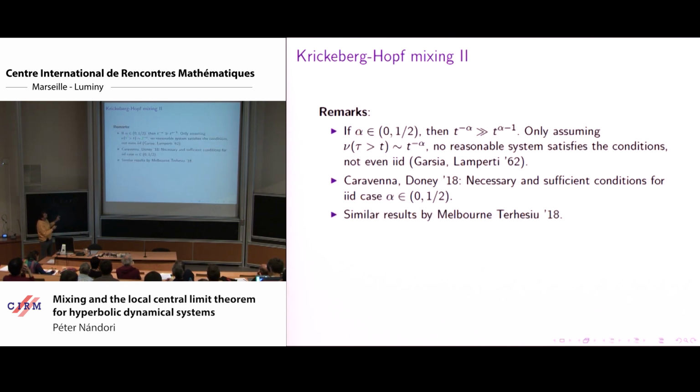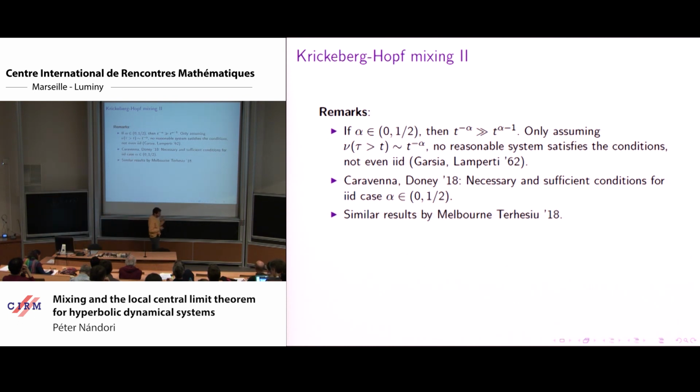So if alpha is between 0 and a half, then t to the negative alpha is bigger than t to the alpha minus 1. So only assuming this condition that we put here, there is no reasonable system that satisfies the conditions, not even IID, okay? For the IID setup, this has been studied quite extensively.